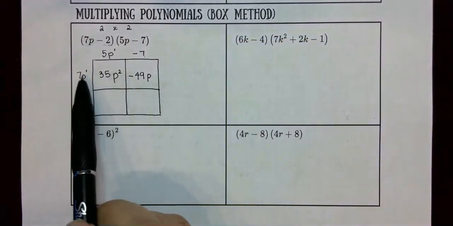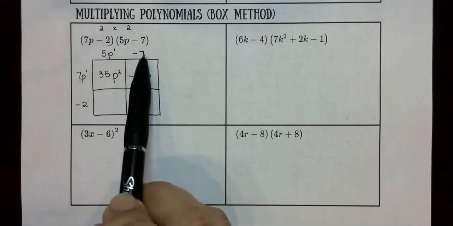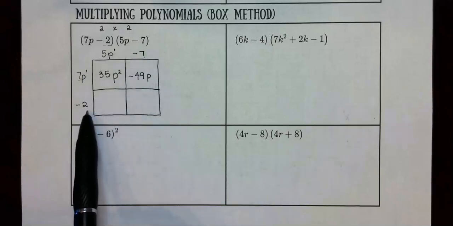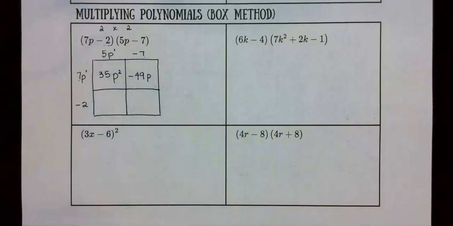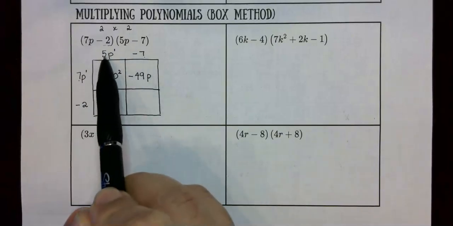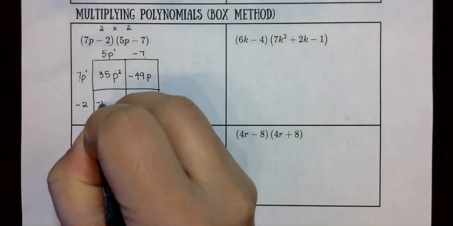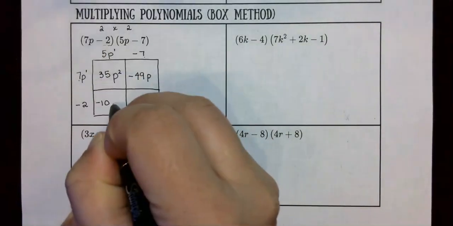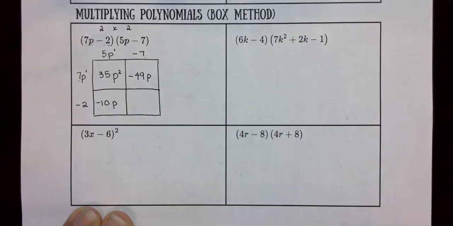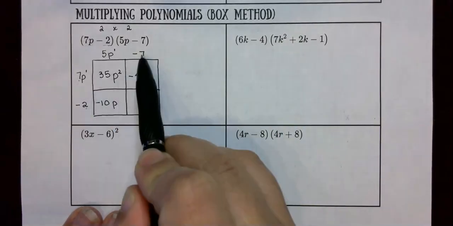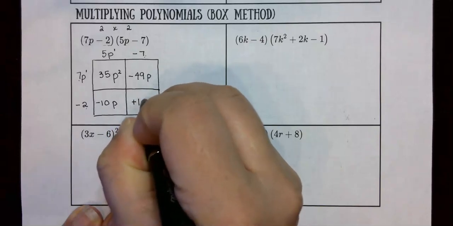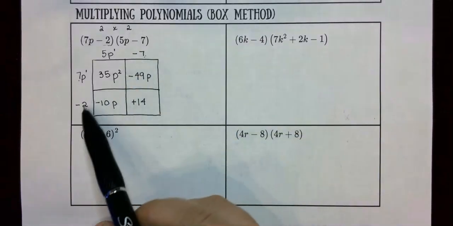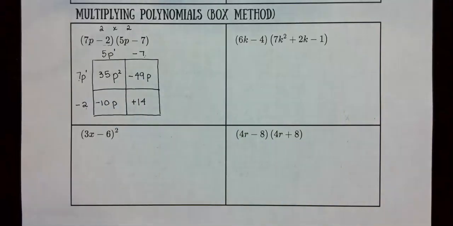And then once I'm done multiplying this 7 by this 5 and this -7, I'm going to go to the bottom and I'm going to start multiplying these two numbers on the top by -2. So -2 times 5 gives us -10. Only one of them has a p, so bring it down. And then we're going to do -2 times -7, which gives us a positive 14. Notice that neither one of these has a p, so my answer will not have one either.